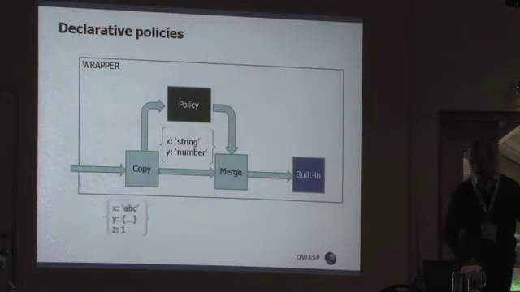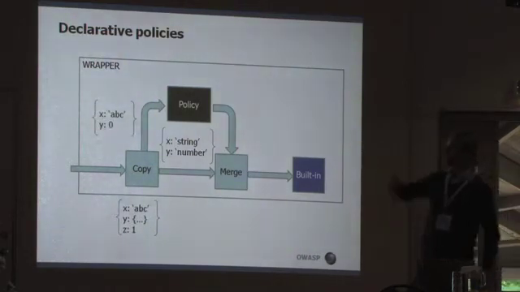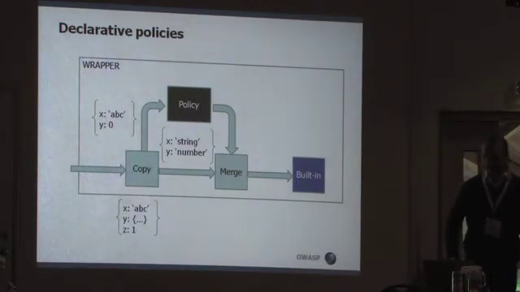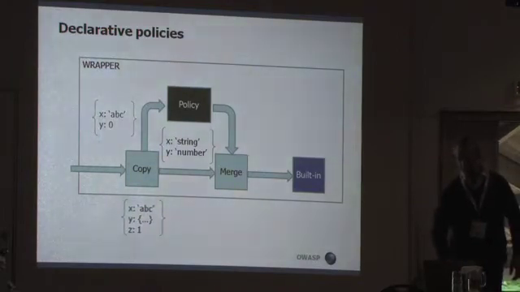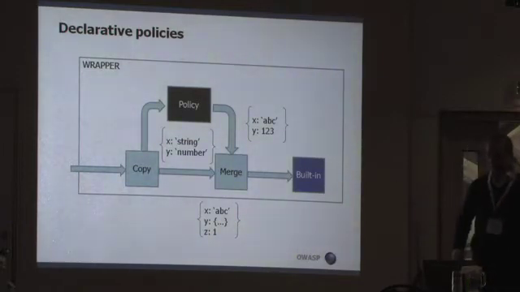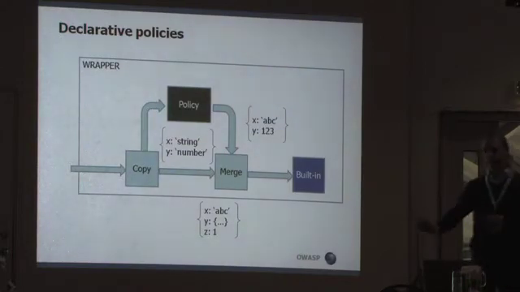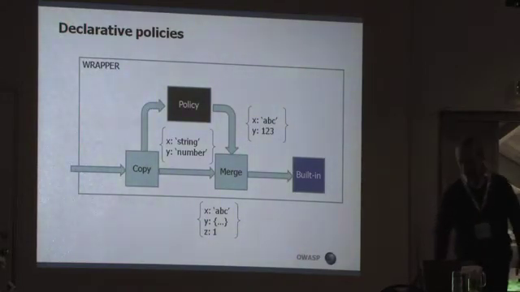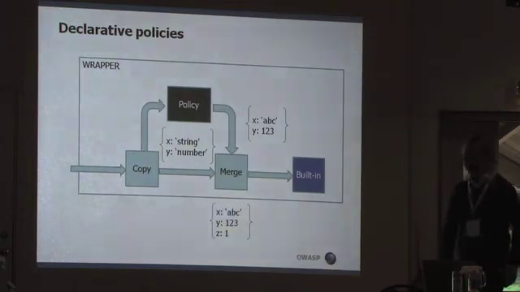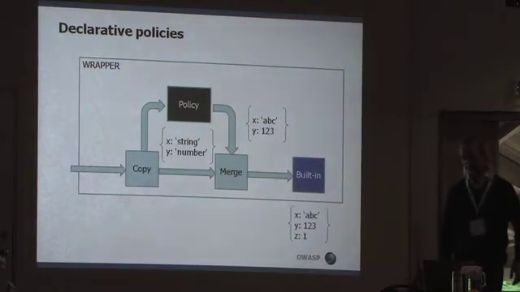So what we do is we copy this object and coerce Y to be 0. Then the policy will work on it and possibly change the value of Y or do some modification. But that modification, of course, needs to be passed to the built-in. So then we merge the two, assigning Y to what the policy is outputting, and then pass it to the built-in.